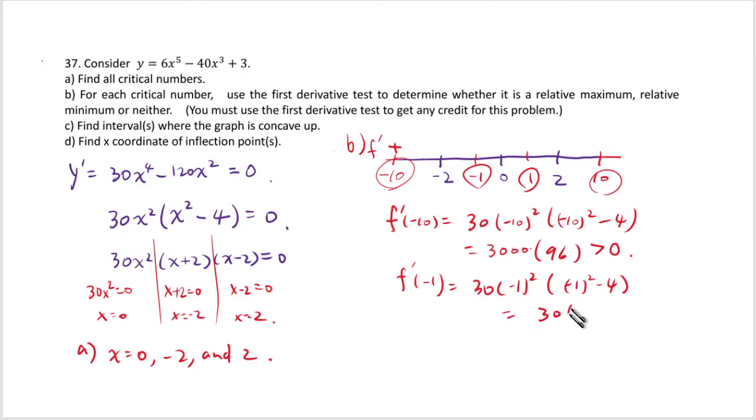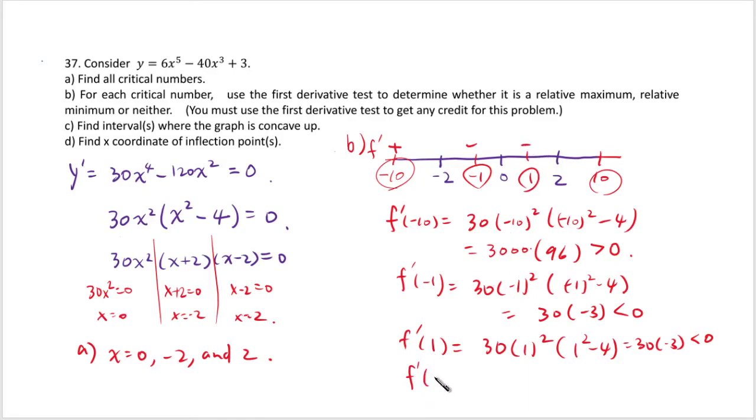So that's 30. And then 1 minus 4, that's negative 3. So it's negative here. F prime of positive 1 is 30 times 1 squared, 1 squared minus 4. Oh, that's again the same story. This is 30 times negative 3, so it's negative. So it's negative here. And then f prime of 10 is 30 times 10 squared, 10 squared minus 4, and that's the same thing as 3,000 times 96. 3,000 times 96, that's positive, so it's positive.